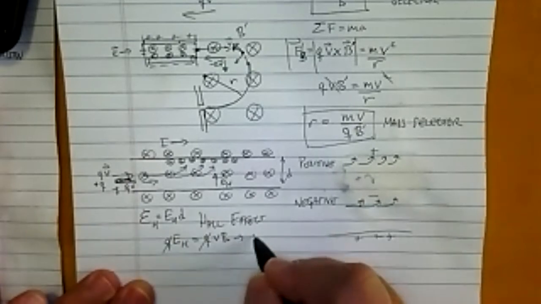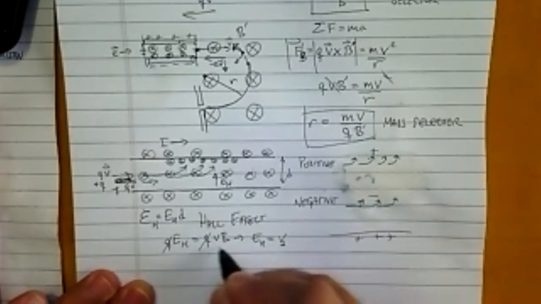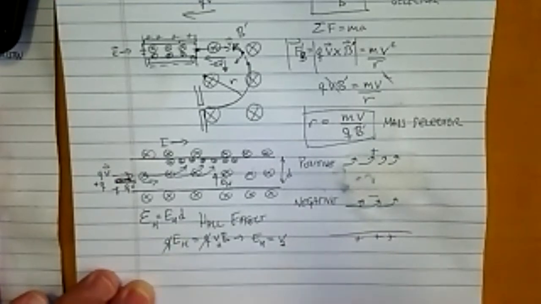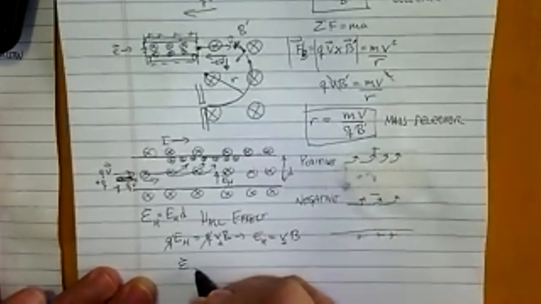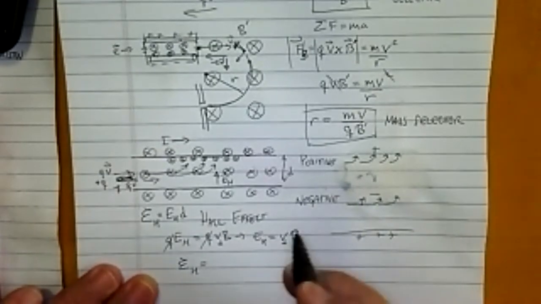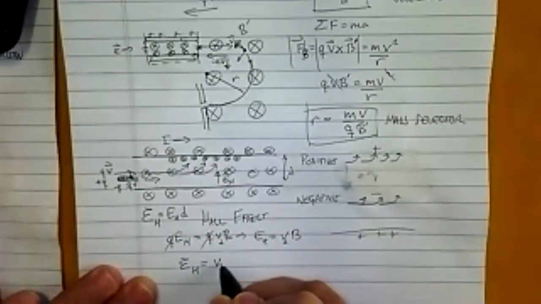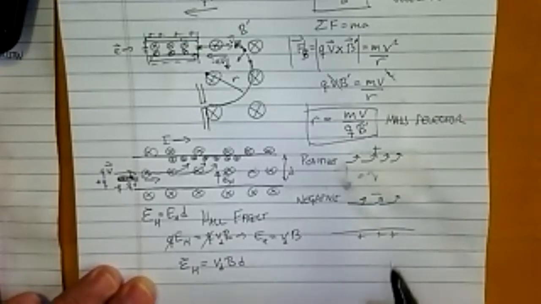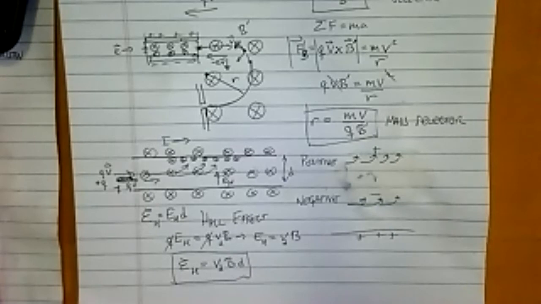We end up getting EH equal to the drift velocity, which is what this velocity VD is here, times the magnetic field. So if we actually measure the Hall voltage, we will get basically the drift velocity times the magnetic field strength times the thickness or diameter of the wire. So that's really the Hall effect.